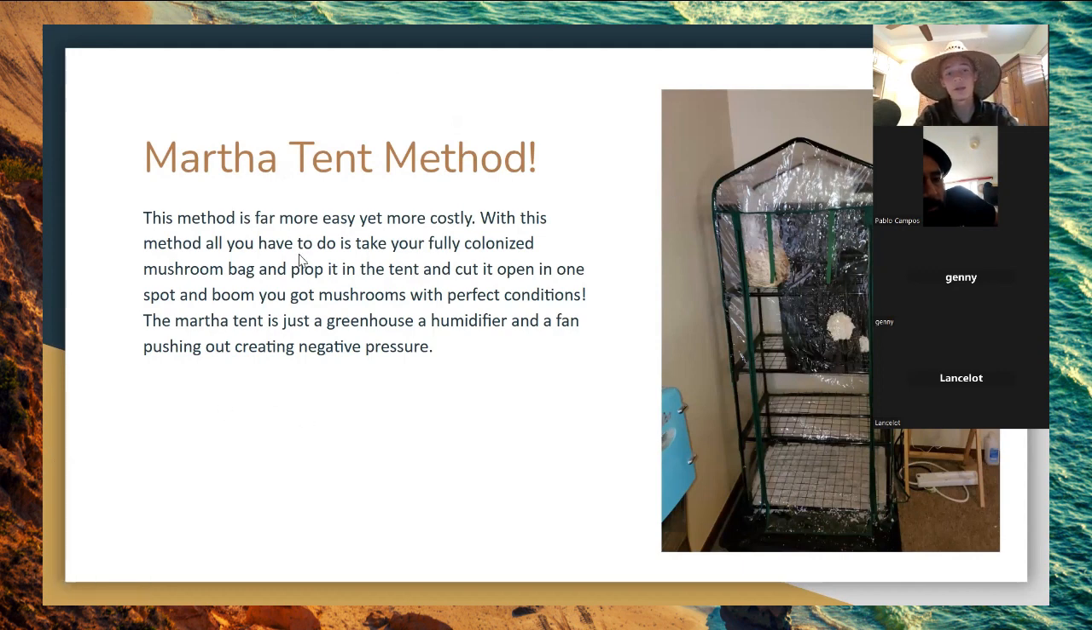A Martha tent is pretty much a greenhouse with a humidifier and then a fan creating negative pressure. Negative pressure meaning it's pulling all the oxygen out like a vacuum, pulling oxygen from the bottom of the Martha tent and out through the sides, creating constant airflow. So this method is far easier, yet more costly. With this method, all you have to do is take a fully colonized mushroom bag and plop it in the tent, cut it open in one spot, and boom, you get mushrooms with perfect conditions. The Martha tent is just a greenhouse, pretty much a humidifier and a fan pushing out with a negative.